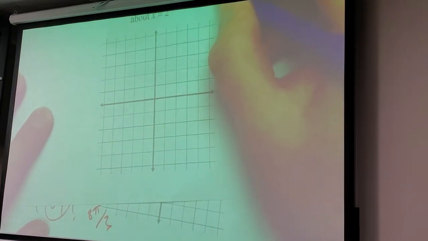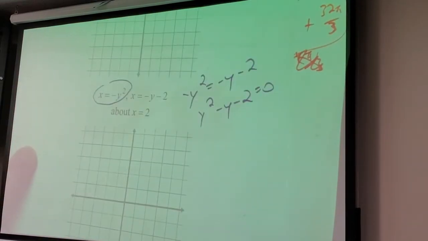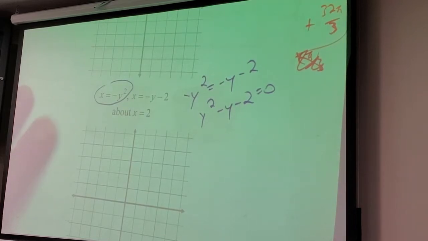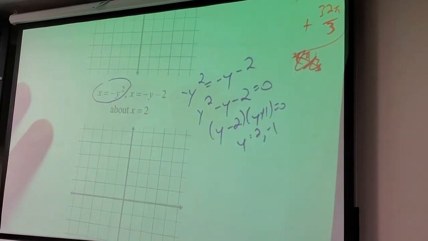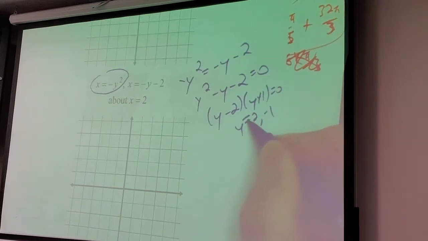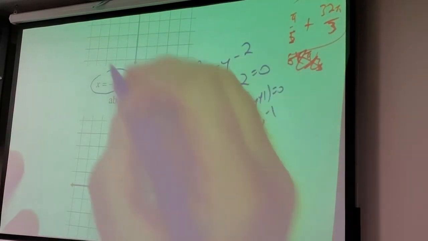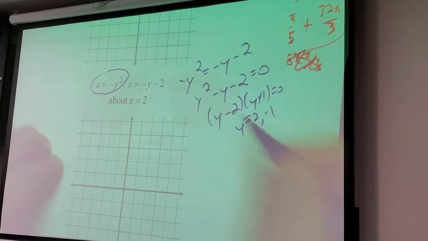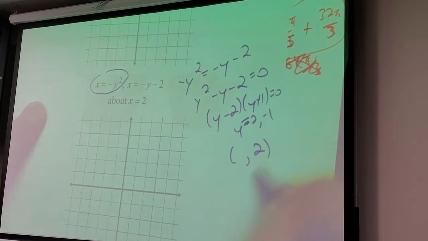Did anybody do the right first step, which is just figure out where these guys meet? So they meet at y equals 2, negative 1. Where do they meet officially? They meet at something, 2, and something, negative 1.